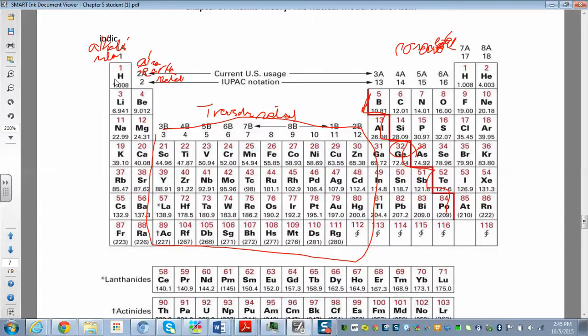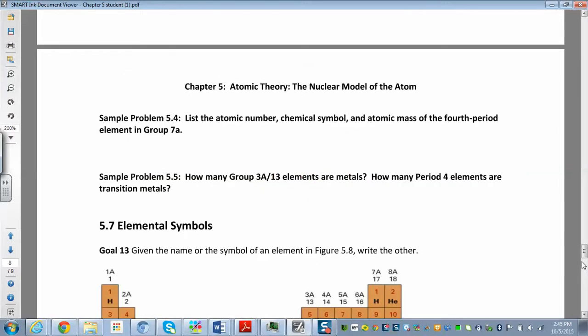So let's see. So 1, 2, 3, 4. This is the fourth row, and this is 7A. So we're looking at bromine right there. So bromine has an atomic number of 35 and a mass of 79.9. Right, so we can put that here. So bromine has an atomic number of 35 and a mass of 79.90.